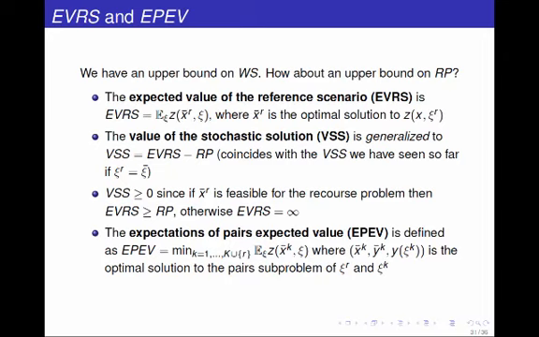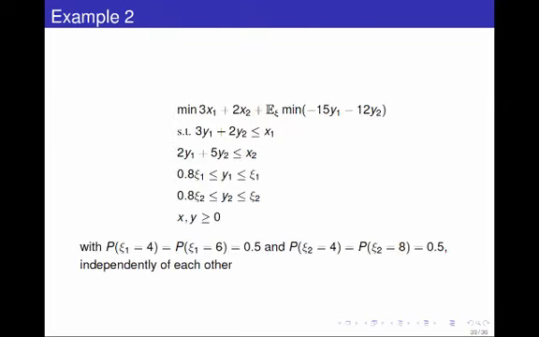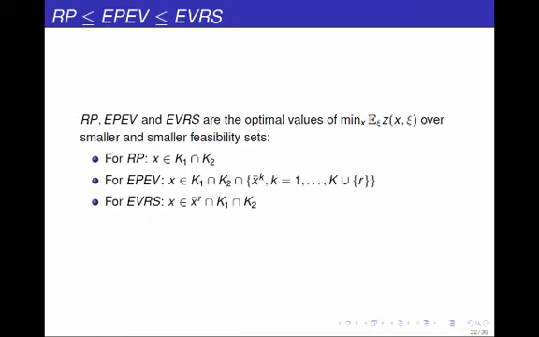So both of these numbers, the important thing to remember is they are very easy to compute. And there are bounds that are kind of straightforward to establish. The important thing is that both of these bound their recourse problem solution.